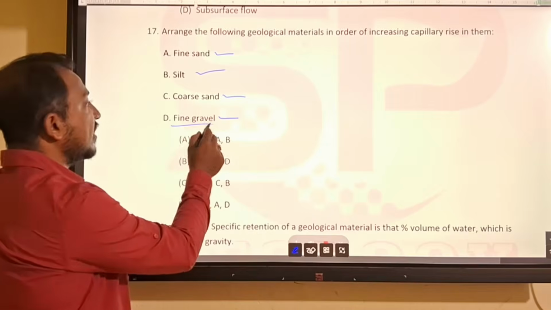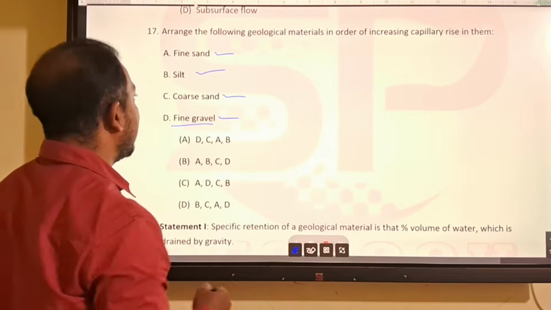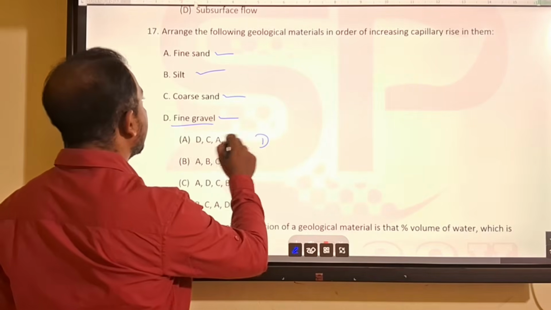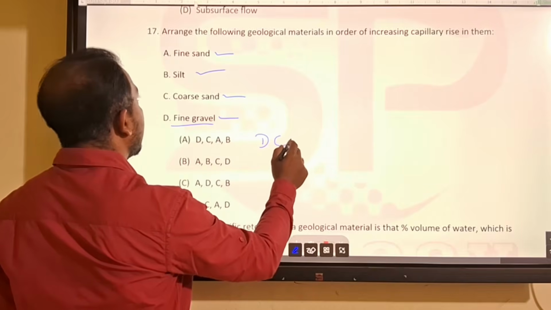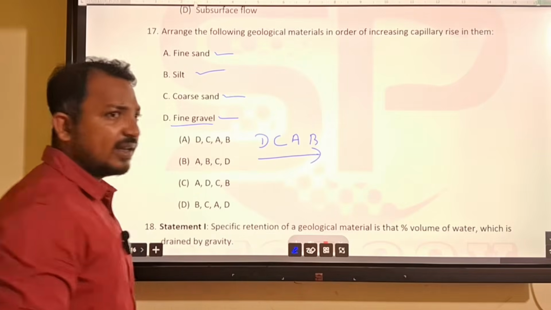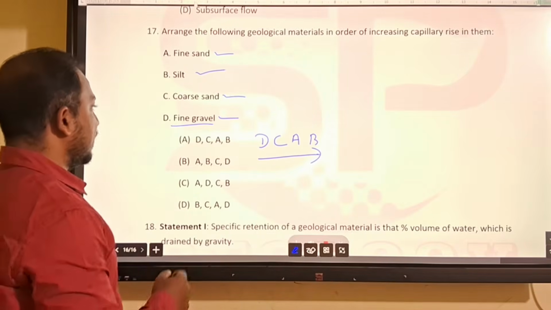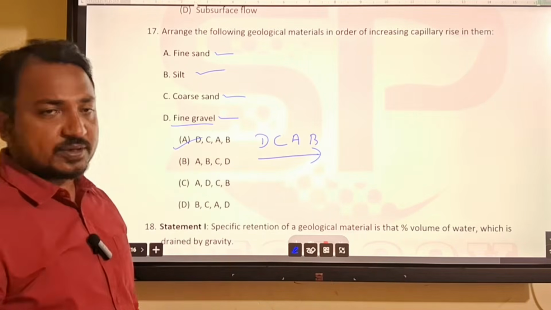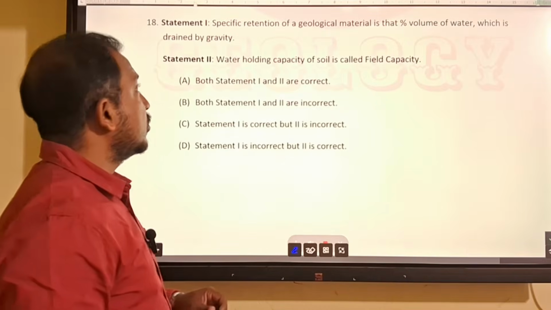Fine gravel has the least capillary rise, so it will be D. Then coarse sand, then fine sand, then silt. Silt is the highest, so in increasing order it is D, C, A, B. So A will be the correct option. Now we come to the two statements.